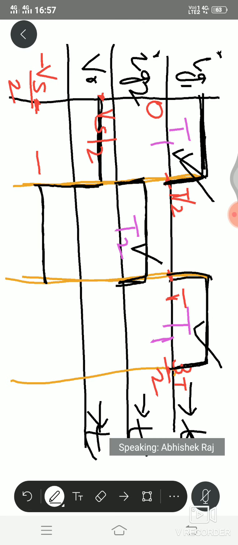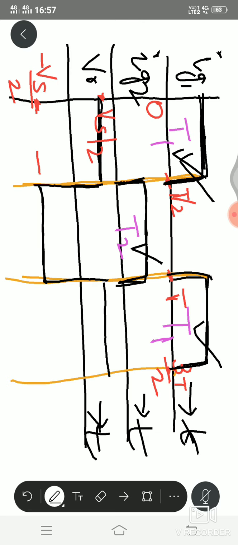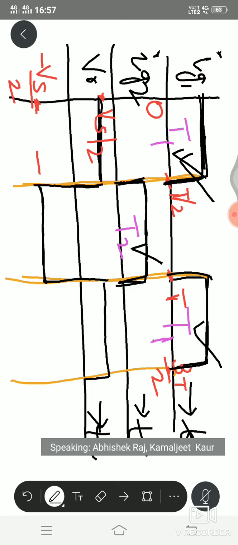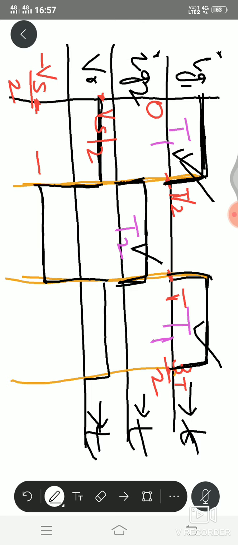Now from T to 3T by 2, which thyristor is working? T1. So it will again have Vs by 2, right? So we are getting a waveform like this, the V naught waveform. Vs by 2, then minus Vs by 2, then once again Vs by 2. In this way it will be following. Okay, so now if you analyze this waveform, though it is looking like a square waveform or rectangular waveform, you can say, but the shape is like this.